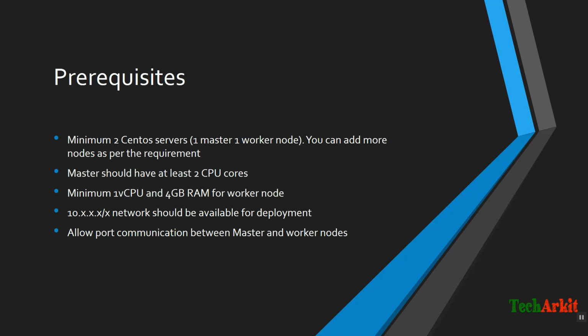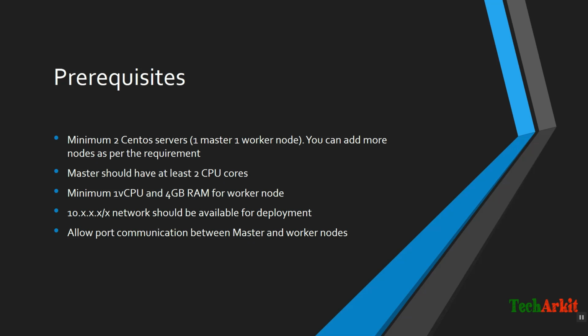The master should have at least two CPU cores if you are using VMware Workstation or Oracle VirtualBox or anything of the sort. So you need two CPU cores for the master and a minimum of one CPU and 4 GB RAM for the worker node. But actually the heavy lifting is done by the worker nodes, so you should have more cores on the worker nodes. If you have two or four CPU cores and 8 GB or 16 GB RAM, that would be better for the worker node. But for the basic setup and practice, this is enough.